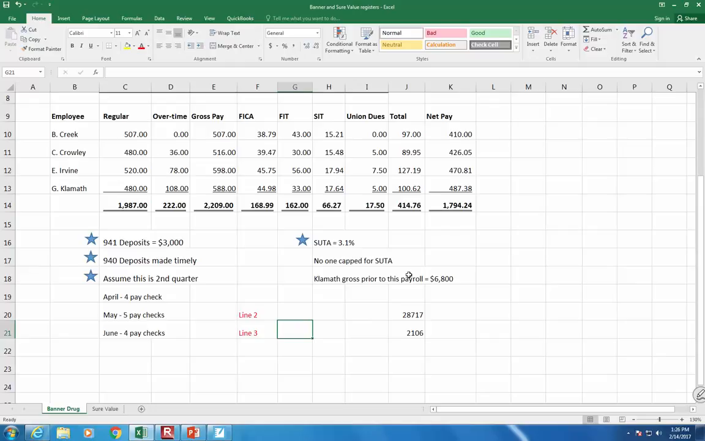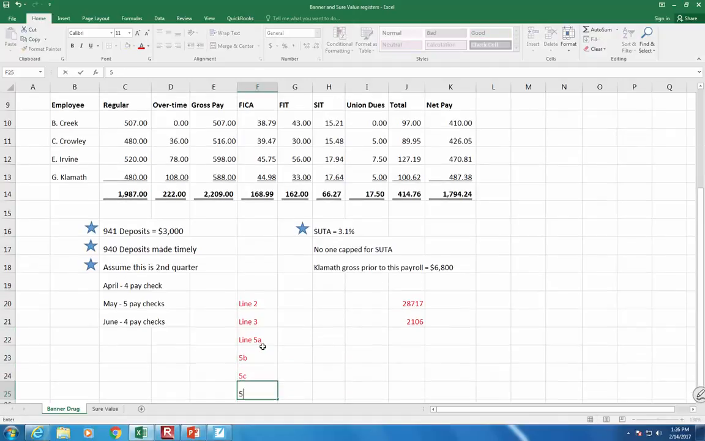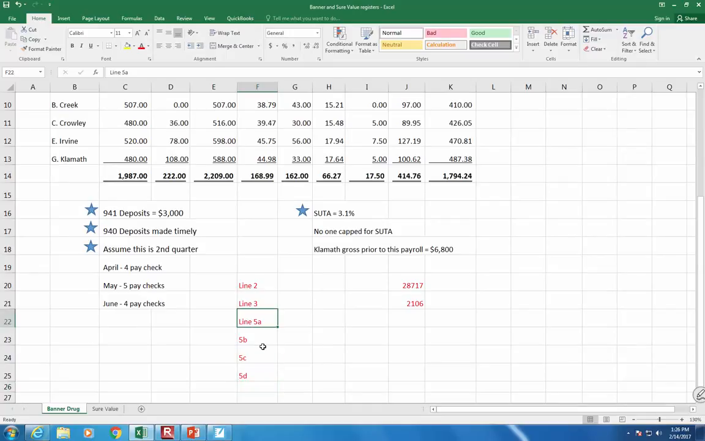Okay, now we're on 5A through 5D. And then there's a couple columns, right? Oh my gosh, this is so slow. It would make me crazy to work with this.